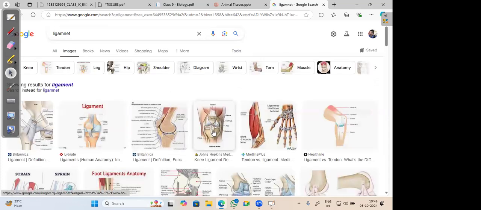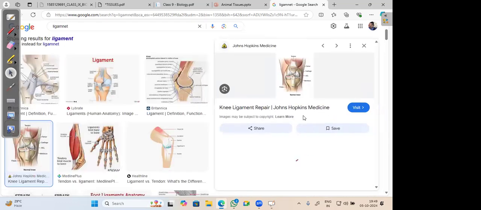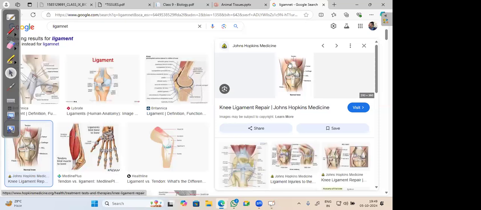See, the same thing in the knee. See this part. This upward portion here, this is a tendon. It is joining the bone to muscle. So upward is a muscle, and this white portion you observe here, this is a tendon. It is joining this bone to the muscle.